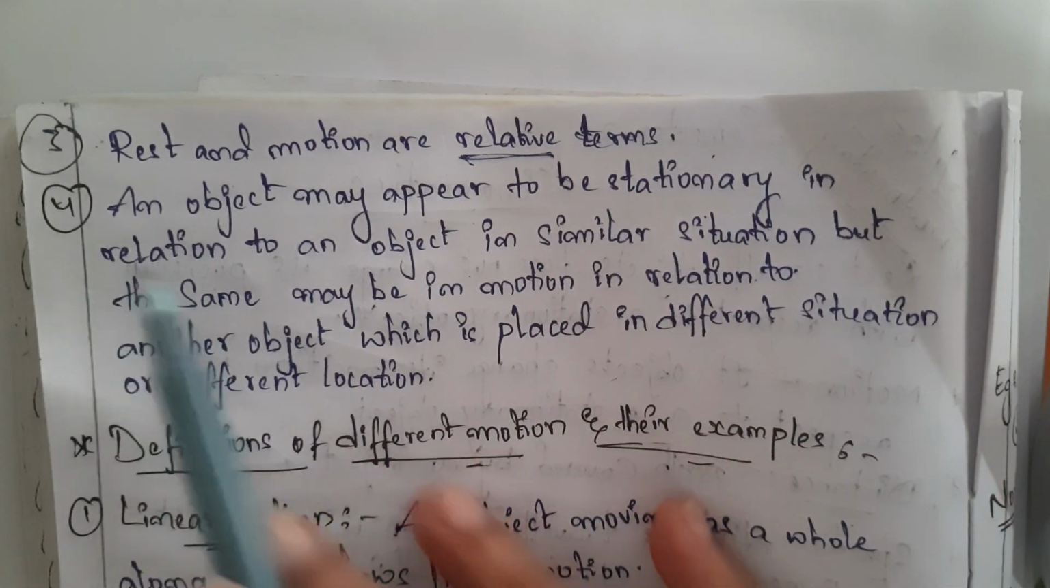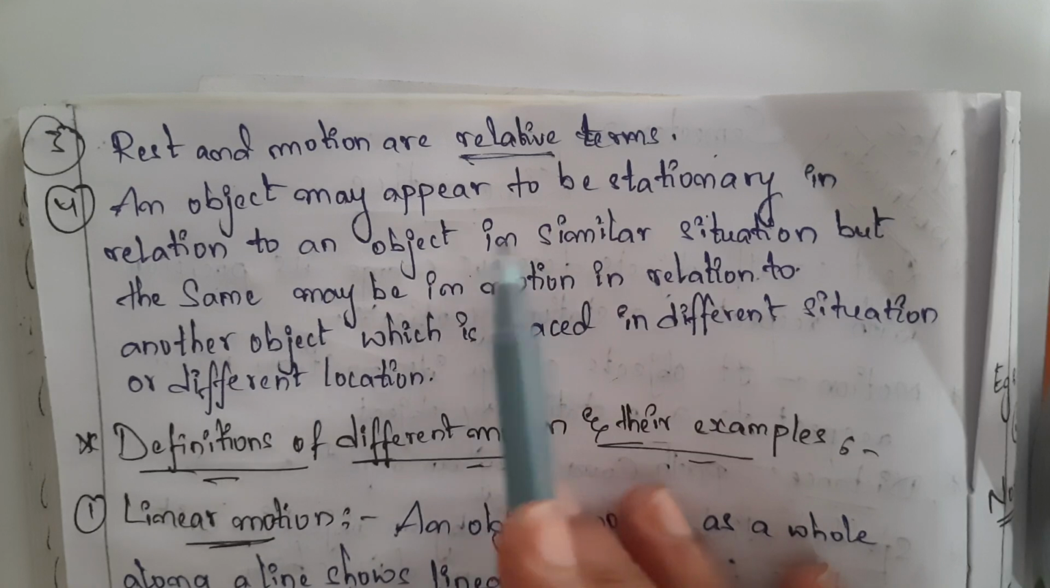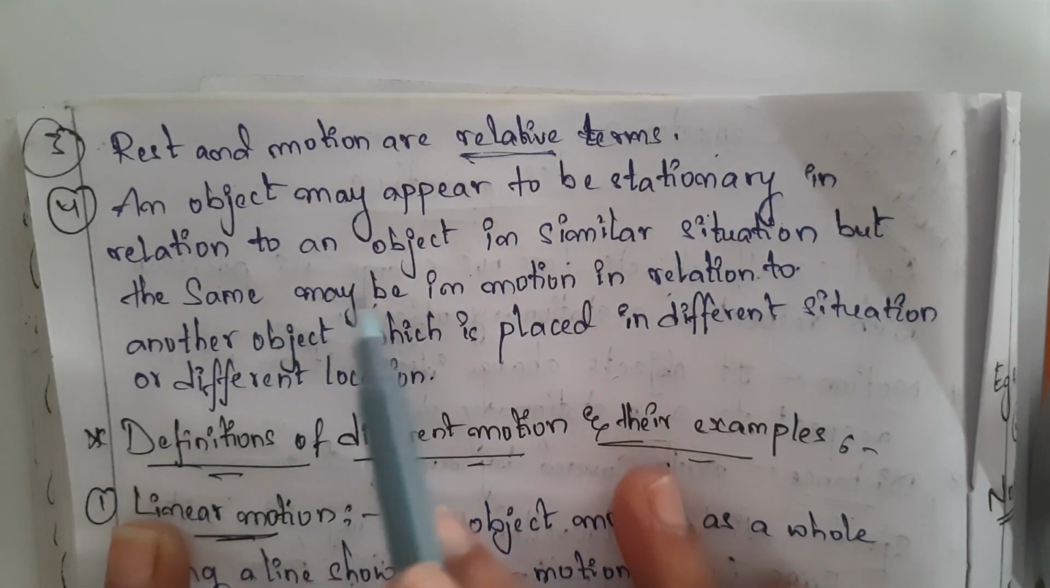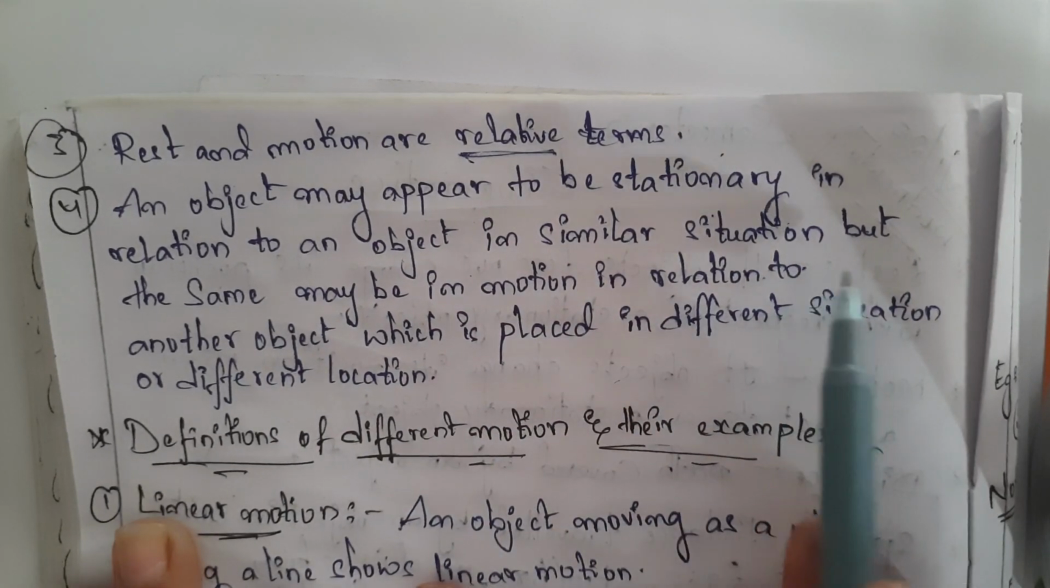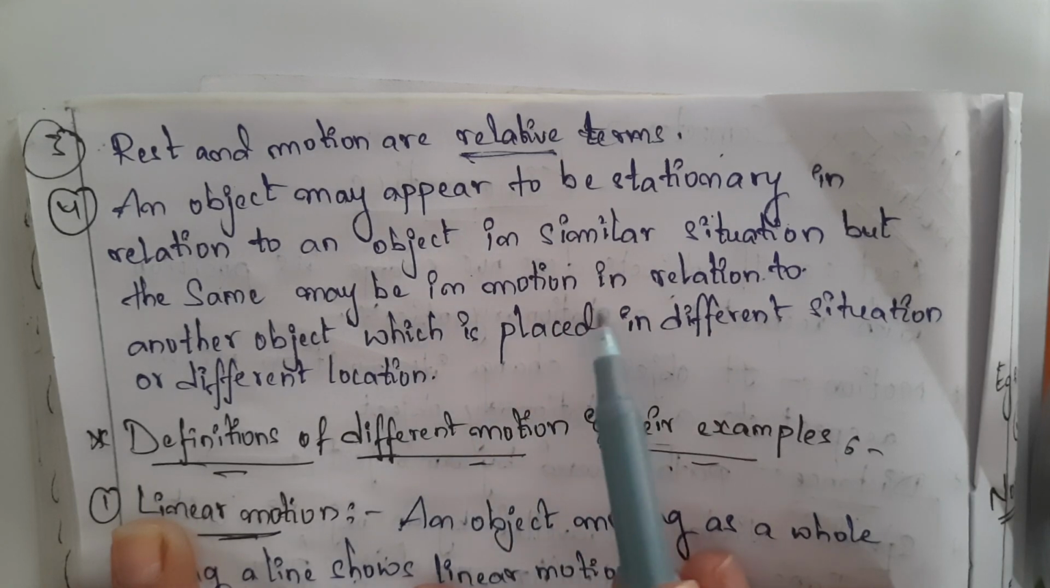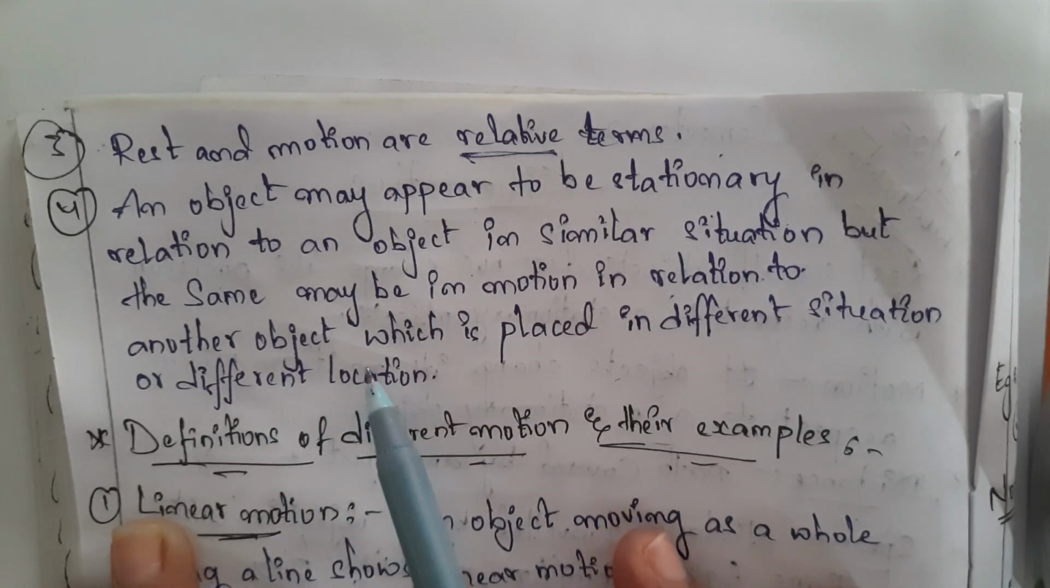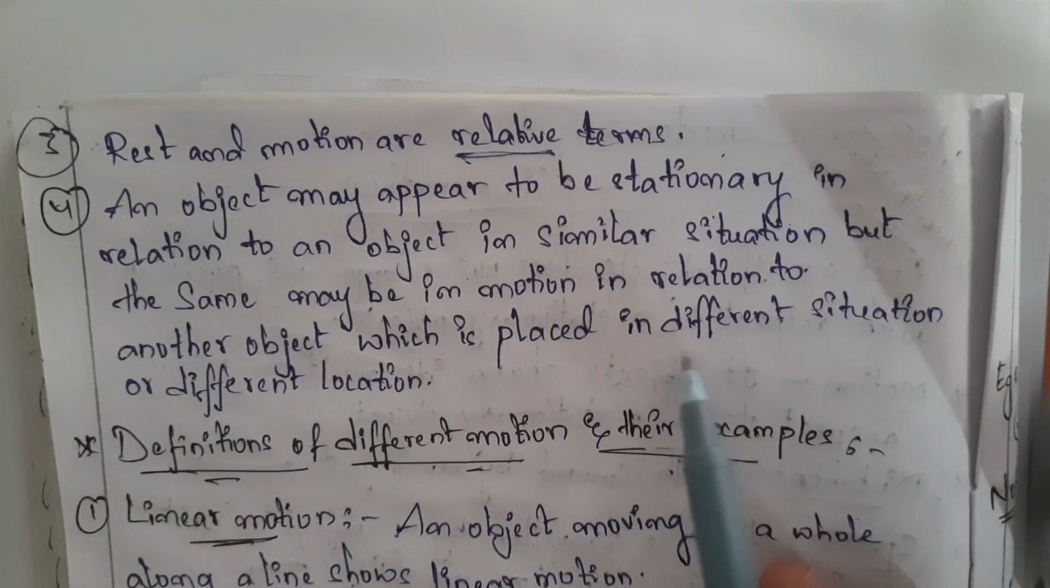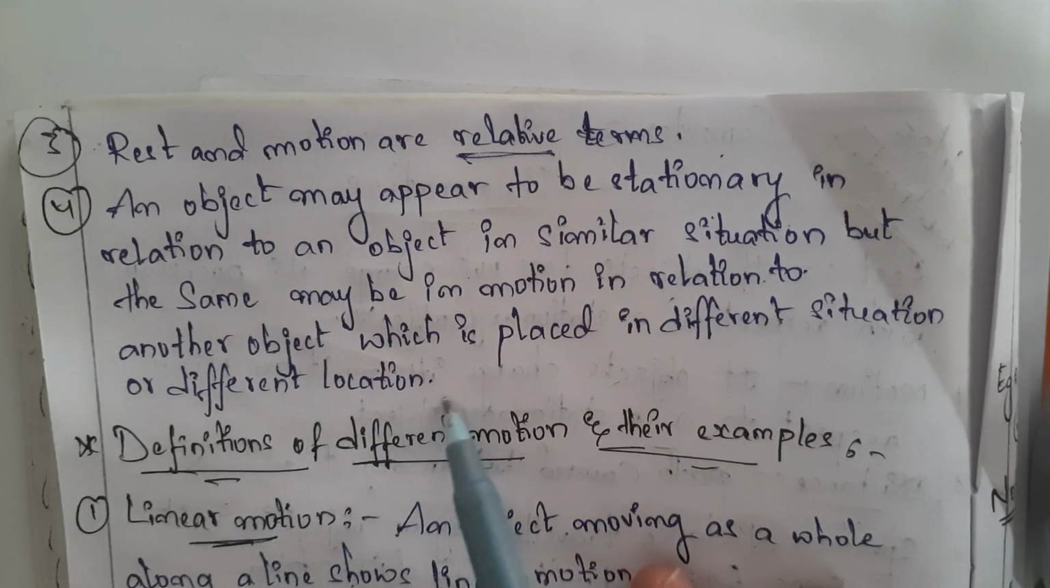Now let's read out the example. An object may appear to be stationary in relation to an object in a similar situation, but the same may be in motion in relation to another object which is placed in a different situation or different location.